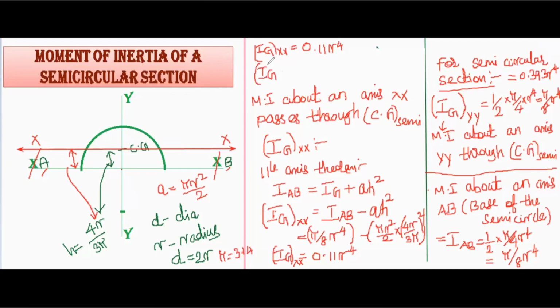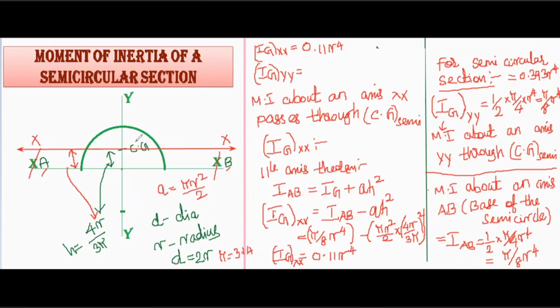IGYY, this one. Okay, this one. So that will be pi by 8 r power 4. But if you substitute pi equal to 3.14 and simplify, then we will get 0.393 r power 4.